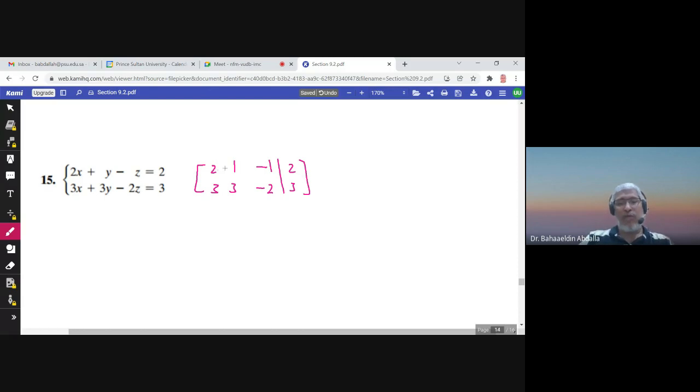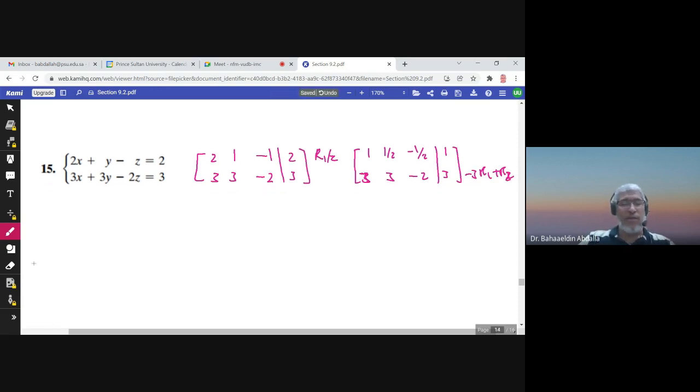Well, I need 2 to be 1, so I will divide by 2. I have no other choice here. 2 divided by 2 is 1. Now negative 3R1 plus R3 plus R2 to make the 3 in row 2 0. Negative 3 plus 3 is 0.